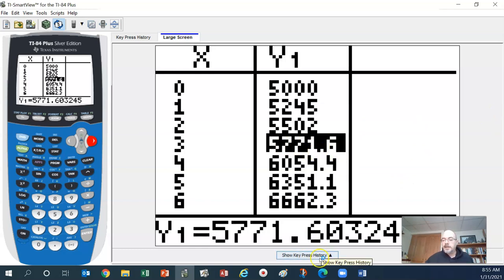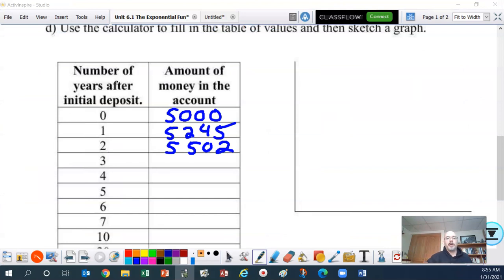Well, how many cents is that? You've got to look at the bottom and use your rounding rules. So $5,771.60. Okay, it is important to have the exact amount here. $5,771.60. All right, I'm going to pause this video and I'm going to fill in the rest of the table and hopefully yours will match. All right, I'll be right back.